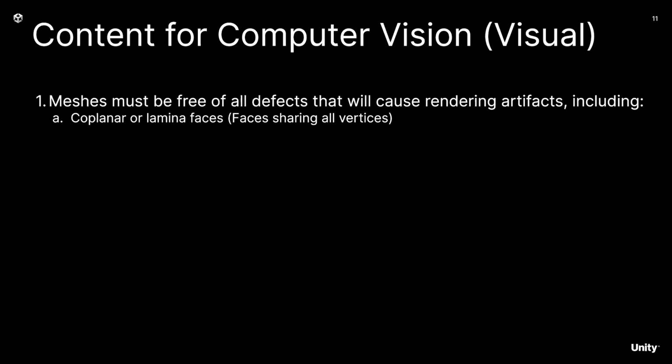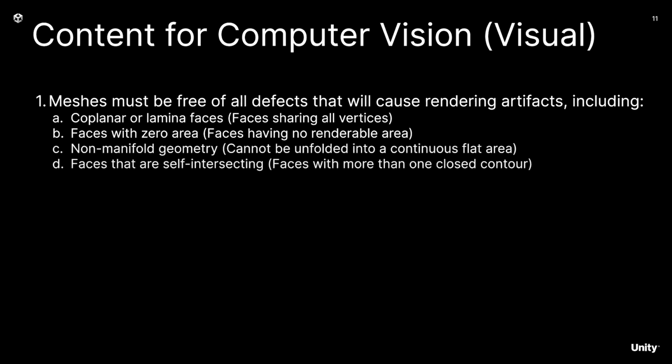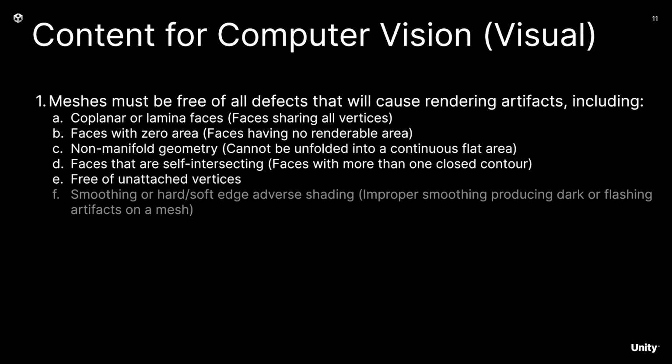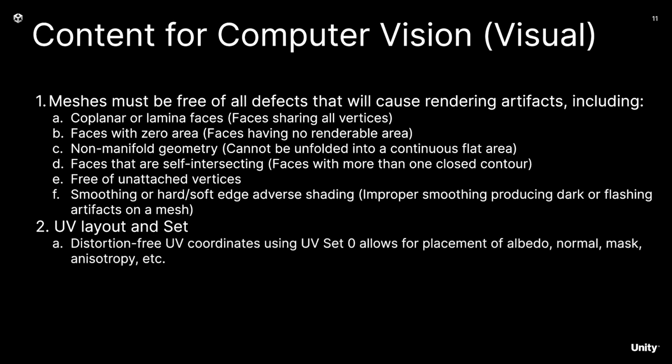So meshes have to be coplanar, laminar, faces have to have no zero area, non-manifold geometries, all these sorts of things. So these are all computer graphics things that you need to create meshes that will render properly in many scenes. The other thing you need is that the material channel properties, so that's like the albedo, the texture, the specular, the normals, the surface normals, all have to be independent and distortion free.